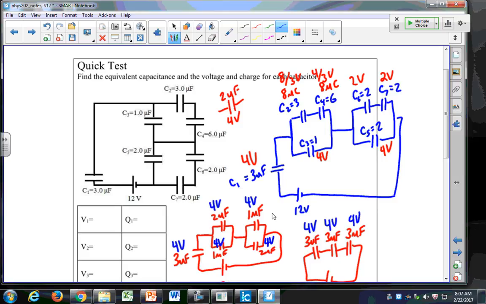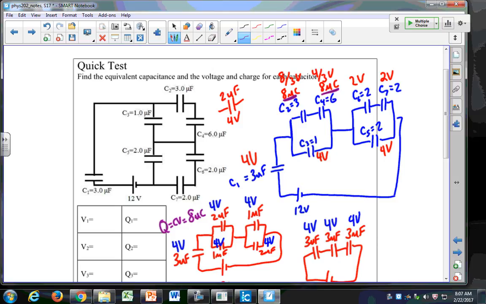And then on this one, so it's already done, let me do it again. I say, well, that one has 8 microcoulombs. Q is equal to C times V, which is equal to 8 microcoulombs. So I have 8 microcoulombs here and 8 microcoulombs here, allowing me to find the voltage. So you see, circuits are really just like a little puzzle you have to put together and figure out how all the pieces fit.